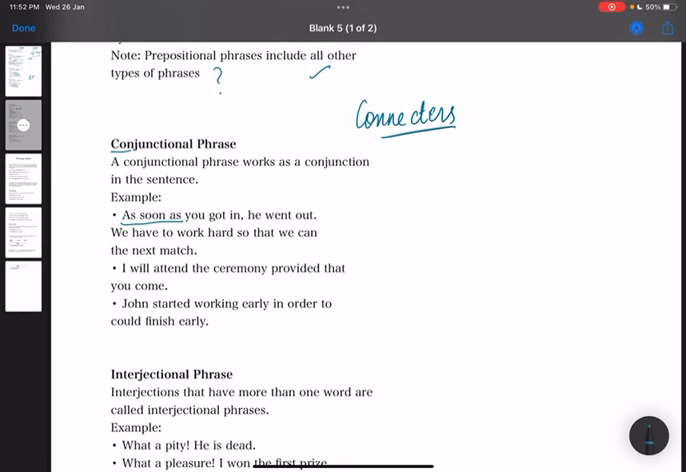We have to work hard so that we can win the next match. I will attend the ceremony provided that you come. John started working early in order that he could finish early. Okay, so all of these are conjunctions, and when we use them in a sentence, then we regard them as the conjunctional phrase.